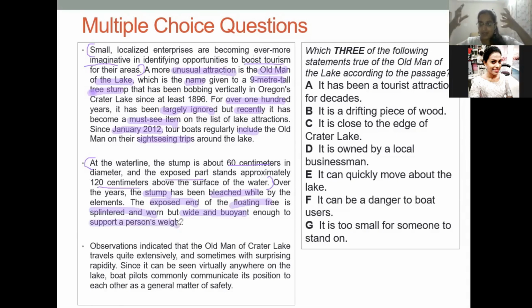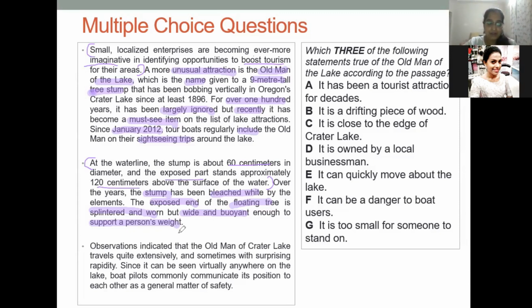So they've told us the diameter, the length, the breadth of the tree in this lake, which is known as Old Man of the Lake. And the part which is exposed, outside the water, has been bleached, has turned white, and has also become broken, chipped, old. But it can support one person's weight. That's what these striking words tell me.